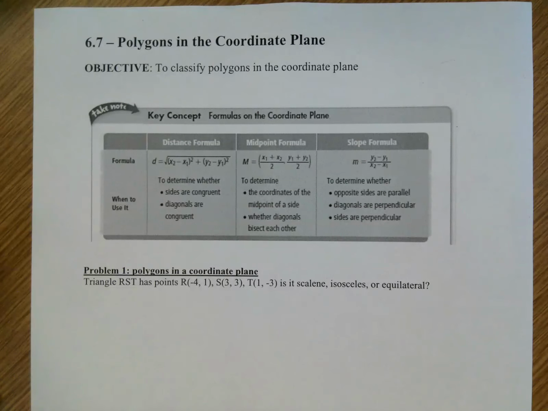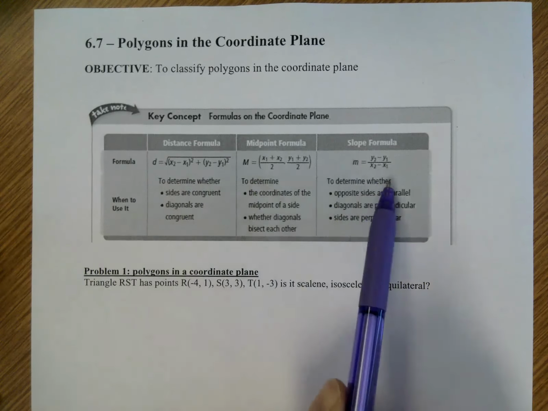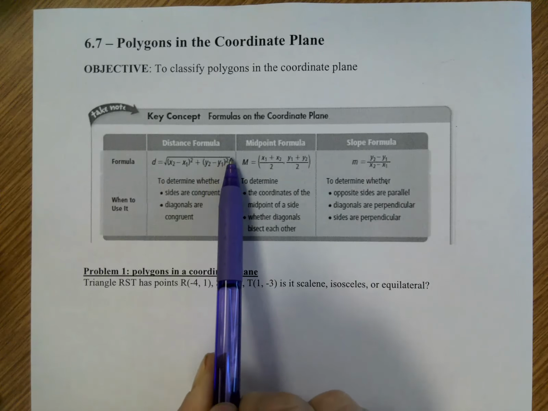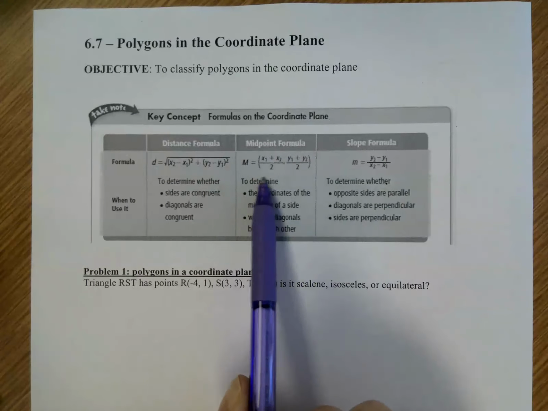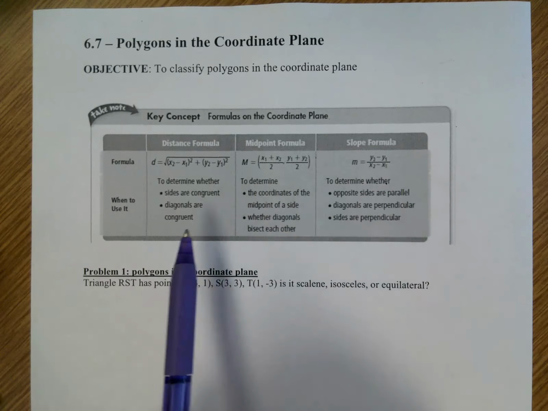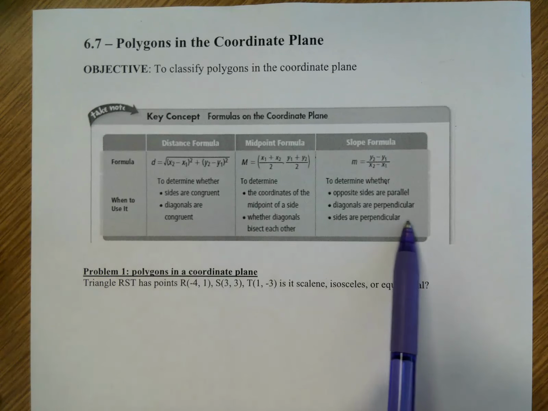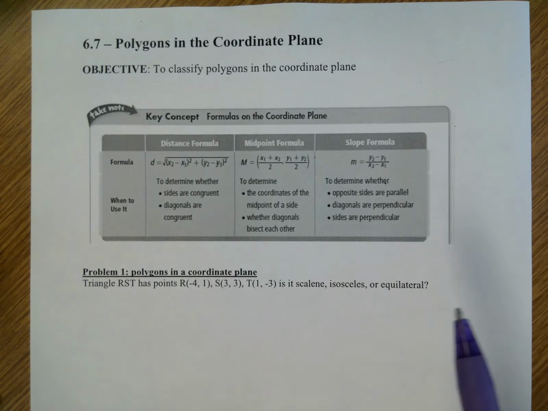6.7, our last section. Okay, just one page, just 2 questions. Here we go. Here are formulas that we have reviewed. These are all reviewed. So this is your distance formula, your midpoint formula, your slope formula. We want to use this when these things are what it's asking.